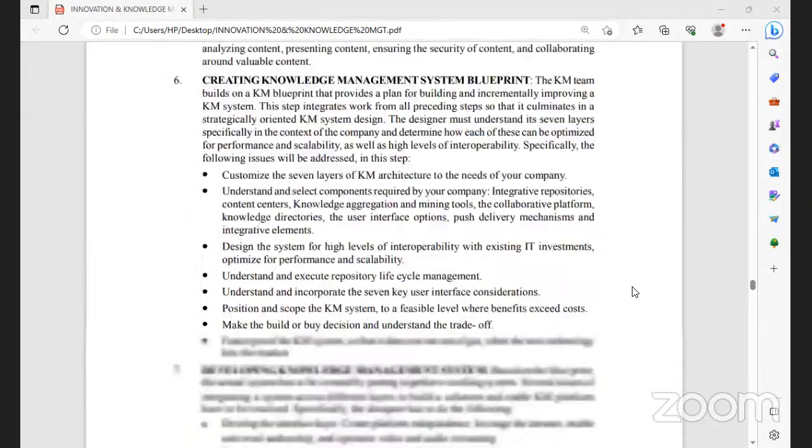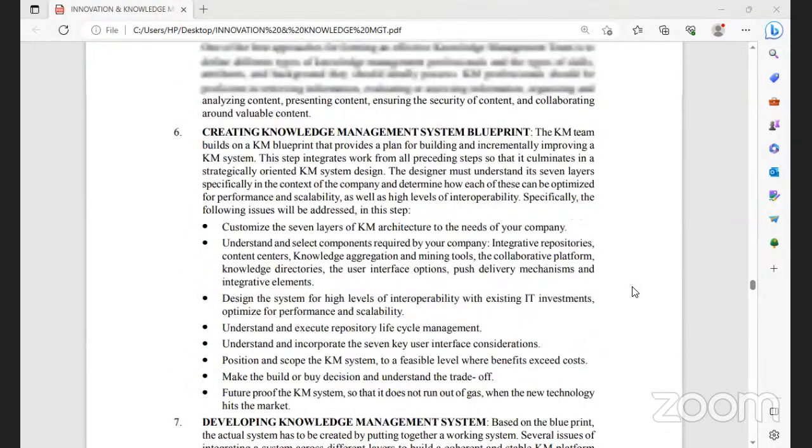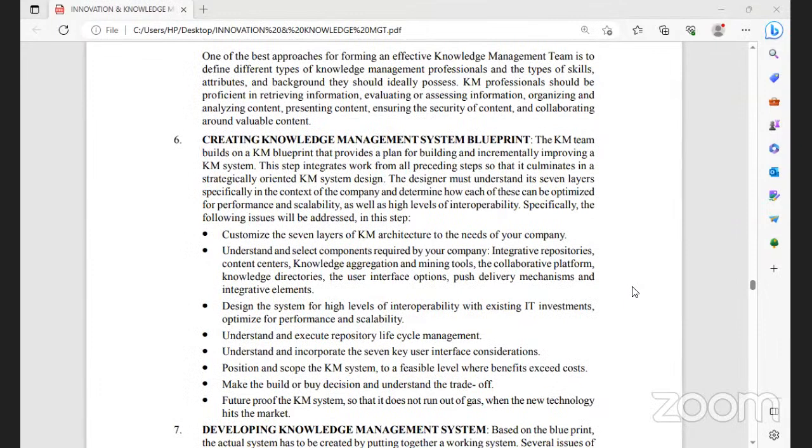Next one is creating the knowledge management system blueprint. The knowledge management team builds on a knowledge management blueprint that provides a plan for building and incrementally improving a knowledge management system. This step integrates work from all preceding steps so that it culminates in a strategically oriented knowledge management system design. The designer must understand its 7 layers specifically in the context of the company and determine how each of these can be optimized for performance and scalability, as well as high levels of interoperability.